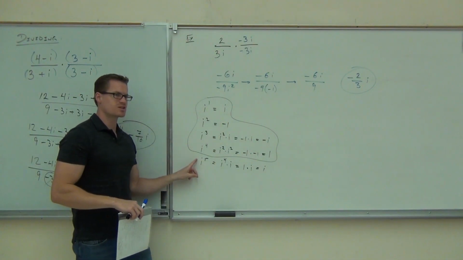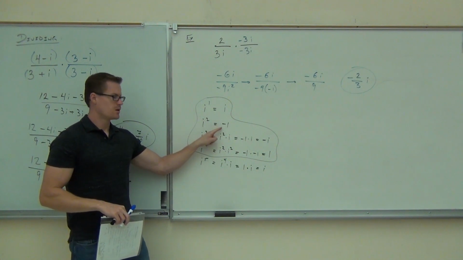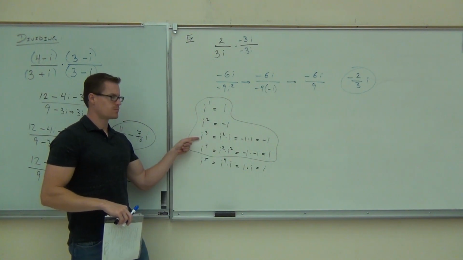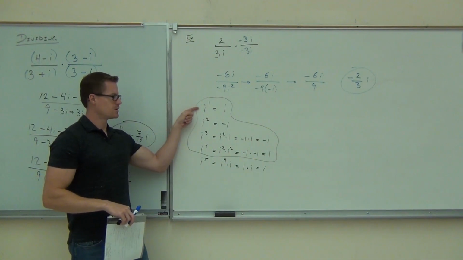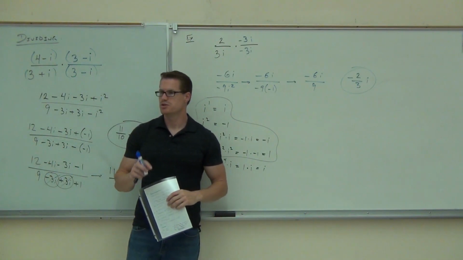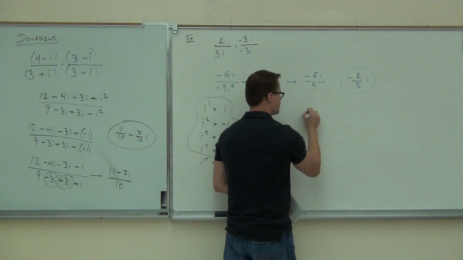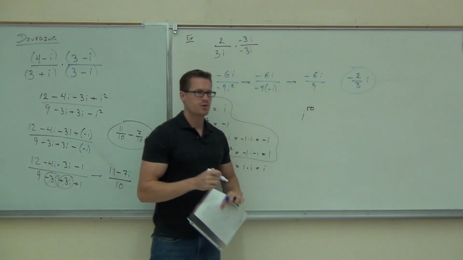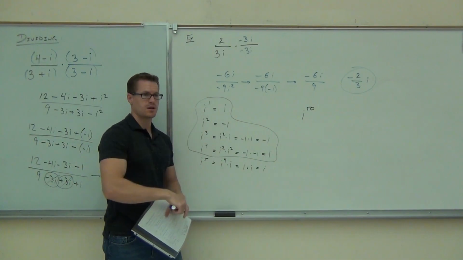Guess how much i to the sixth is going to be? i to the fifth times i, so negative 1. How much is i to the seventh? How much is i to the eighth? How much is i to the 9th? 10, 11, 12, 13, 14, 15, 16, 17, 18. This is what you're going to do with your i's. And if you want to figure out how much i to the 50th power is, you want to do this 50 times? No.